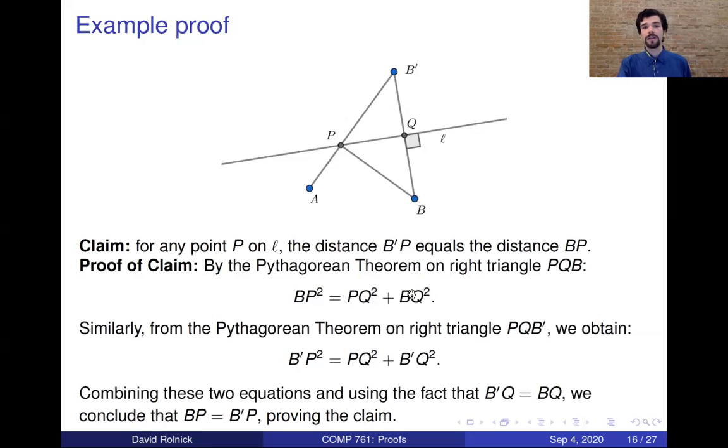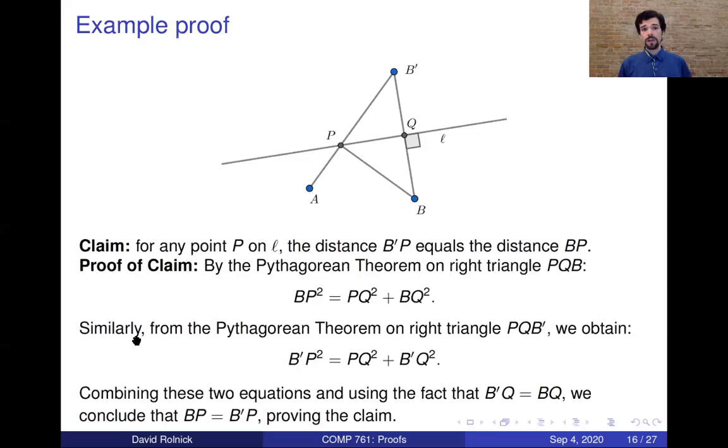You can say that by the Pythagorean theorem on right triangle PQB, BP squared equals PQ squared plus BQ squared. That's just what the Pythagorean theorem says here. And we know it's a right triangle because we defined it to be a right triangle. We defined this line to be perpendicular to this. Now, similarly, there's another right triangle here, and we get B'P squared is equal to PQ squared plus B'Q squared.